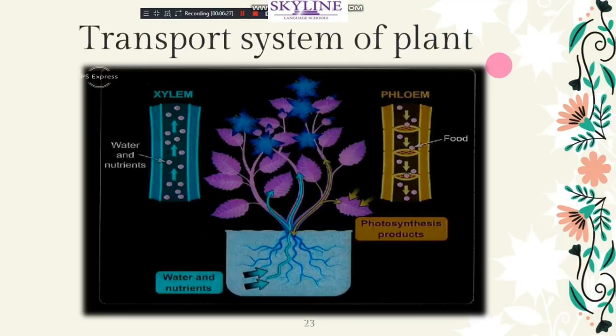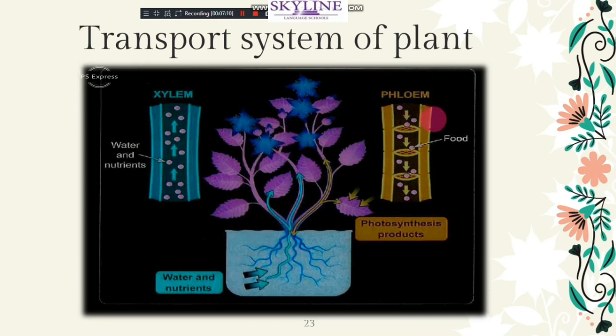We have a transport system inside the plant, like the transport system inside our body. But first we will talk about the transport system in the plant. The transport system in the plant consists of vessels called xylem and phloem. Xylem contains water and nutrients. So do the water and nutrients go up or down? Water and nutrients go from the roots to reach the leaves, so they go up. So xylem moves water and nutrients up from the roots to the leaves.